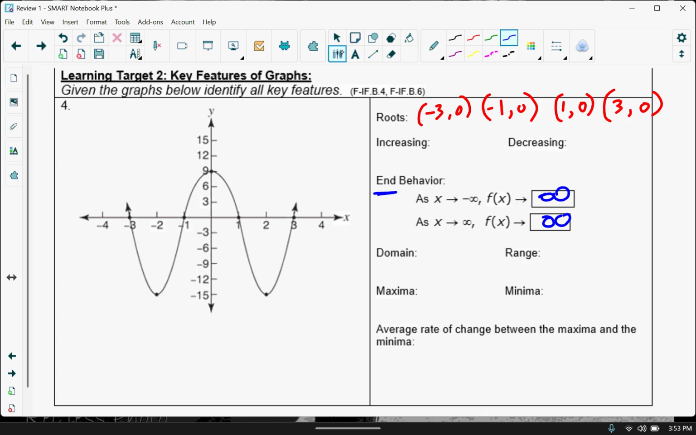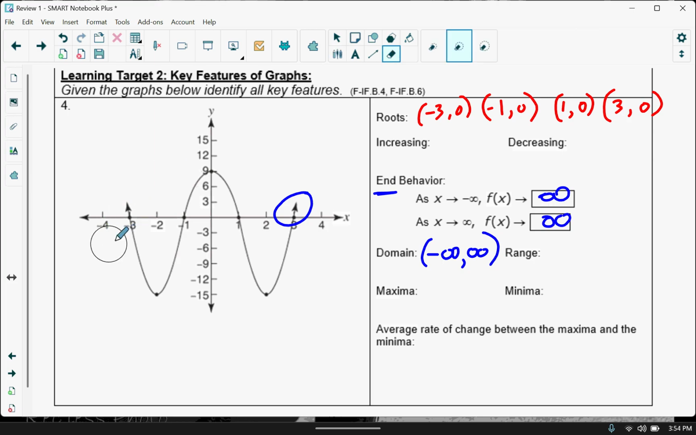The next one is the domain and the range. So let's start with the domain. The domain is how far to the left and how far to the right the graph goes. The left side has an arrow, so that tells me my domain goes to -infinity on the left. The right side also has an arrow, so that tells me that it never stops, so it's going to go to the right forever. So my domain would be, for this picture, from -infinity to infinity.